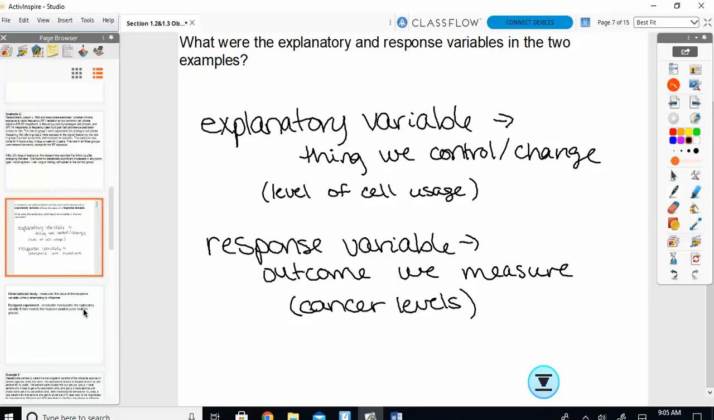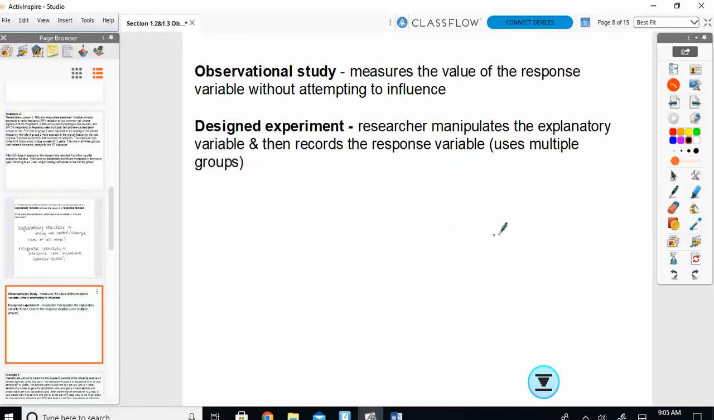Okay, so let's do our definitions for the observational study and designed experiment. For an observational study, you can put the definition I wrote here, we can also summarize this. It says it measures the value of the response variable without attempting to influence. So in an observational study, you observe, you don't interfere. We just sit back and watch what happens. We're not actually controlling any aspect of it.